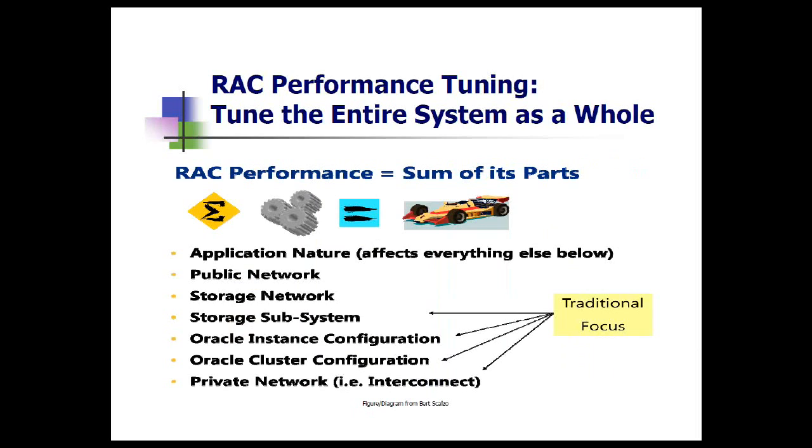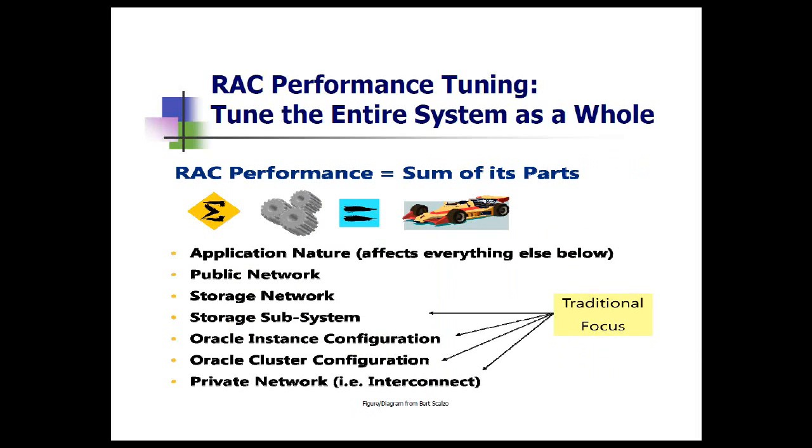I just wanted to reiterate that the rack performance is the sum of its parts. And what I mean is, because there are these multiple moving parts, you have to look at all of them. And as Jeremy mentioned, there was the top-down and bottom-up, and what I'll call the traditional focus for the DBA. And now we have to ask ourselves additional questions like the storage network, the public network, and again, back to the application nature. We're going to press on that application nature in a few moments. But all of these items are critical when you look at the system as a whole.